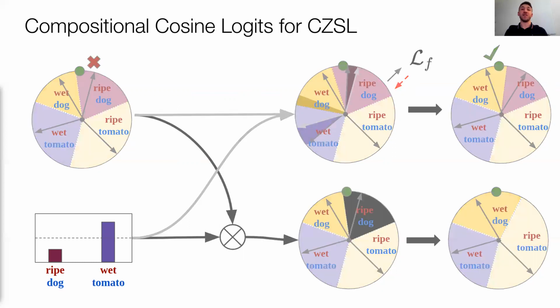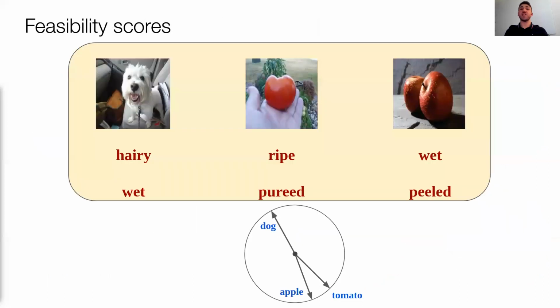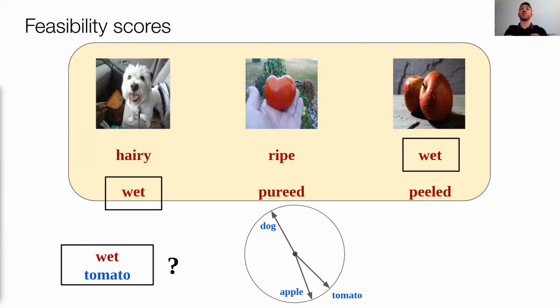But how do we estimate the feasibility scores? Well, the idea is pretty simple. If two objects are similar, it is likely that they share the same states. We can then exploit the available training compositions and the primitive embeddings to estimate the feasibility scores. In particular, given an unseen composition such as wet tomato, we look at which objects in the dataset appear with the same state. In this case, we see that both dog and apple have the state wet. Since tomatoes are visually similar to apples, we can conclude that tomatoes can be wet, and we associate a feasibility score for wet tomato that is the cosine similarity between tomato and apple embeddings.